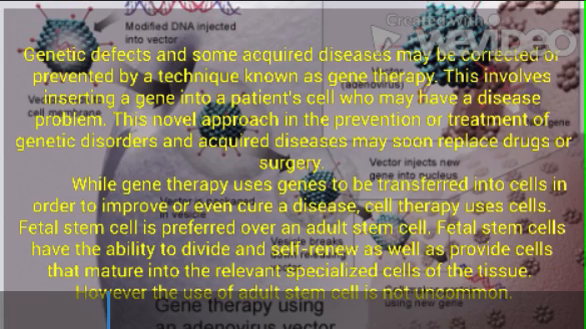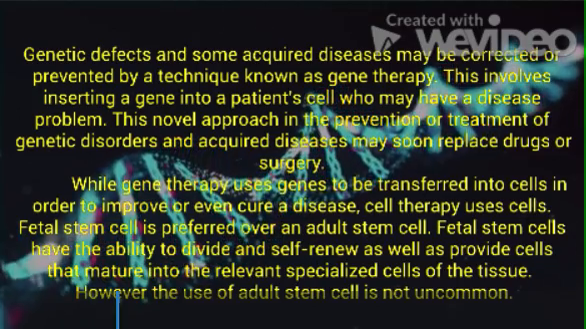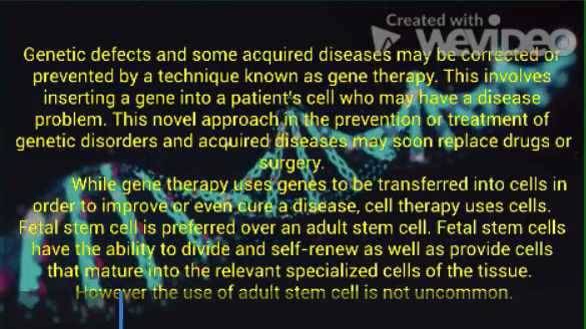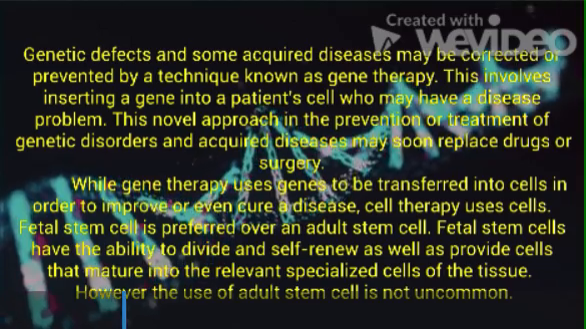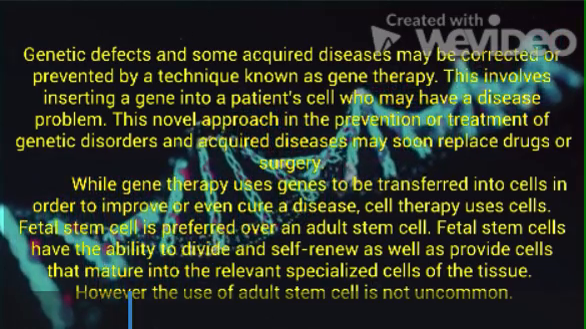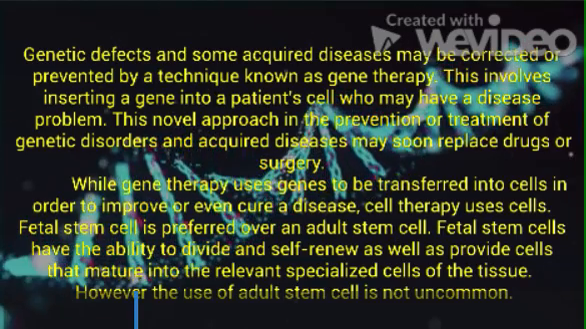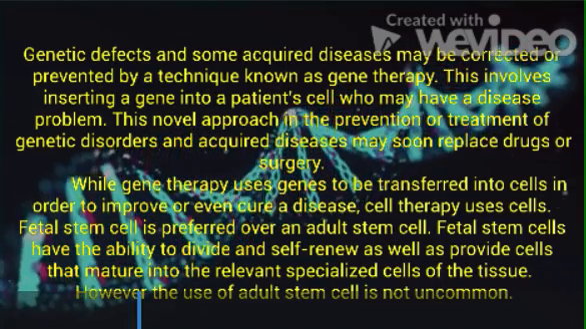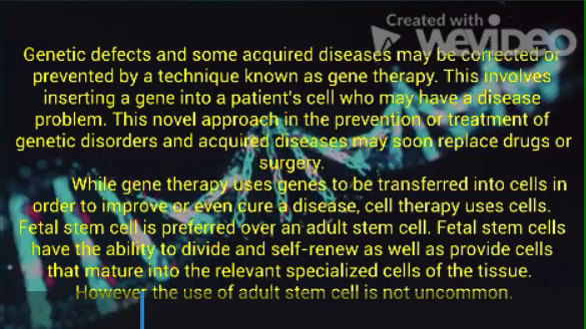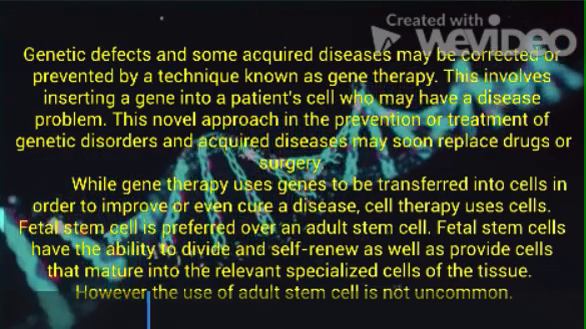While gene therapy uses genes to be transferred into cells in order to improve or even cure a disease, cell therapy uses cells. Fetal stem cell is preferred over an adult stem cell. Fetal stem cells have the ability to divide and self-renew as well as provide cells that mature into the relevant specialized cells of the tissue. However, the use of adult stem cell is not uncommon.